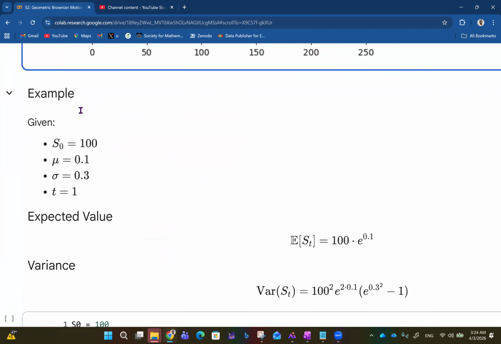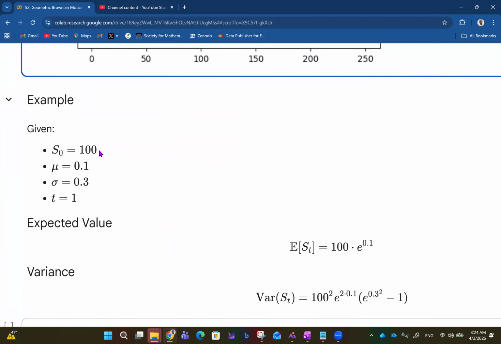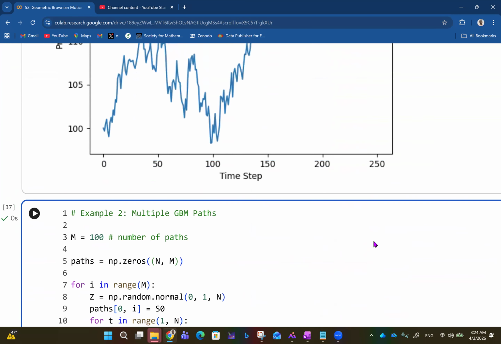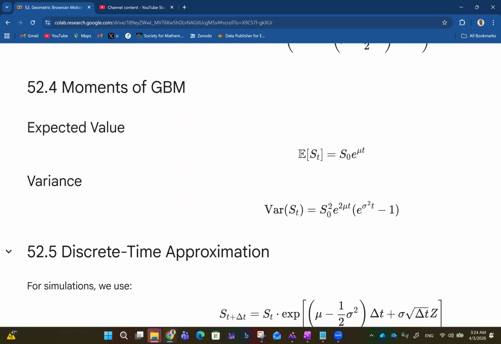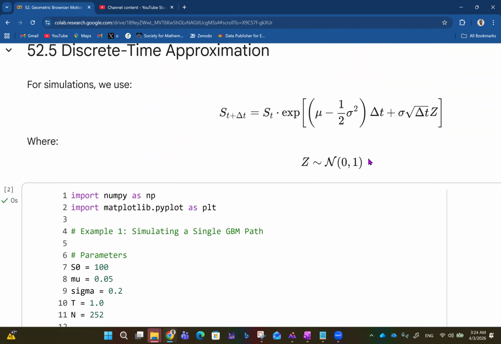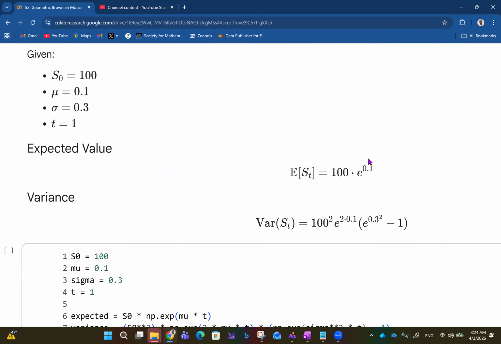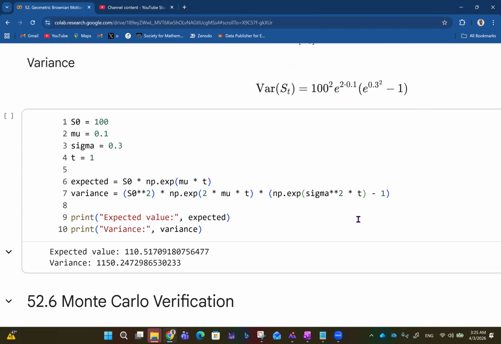So then we have another example here. If S naught is 100, that's the initial stock price. If you're looking at a stock, the mu, the growth rate is 0.1, the volatility is 0.3, and time is 1. Let's say maybe 1 week, 1 month, 1 year, whatever the time unit is. Then the expected value of ST is 100 e raised to 0.1. Of course, that follows the idea of expected value we had seen before. This is S naught e raised to mu t. And then, of course, for variance too, you also have this.